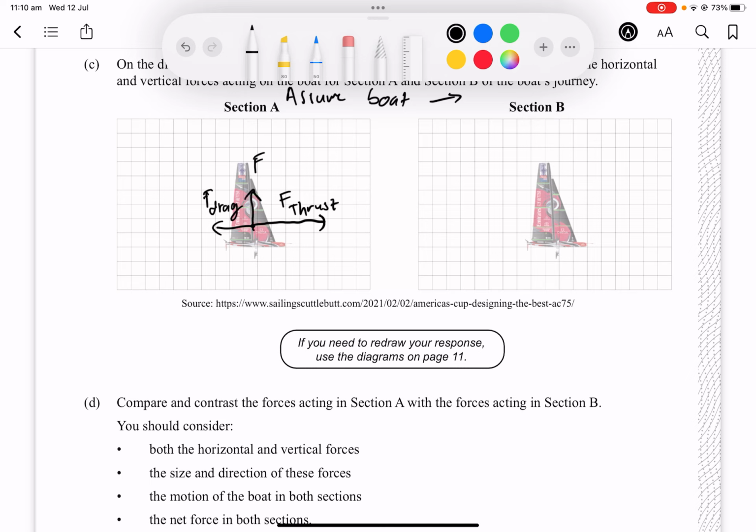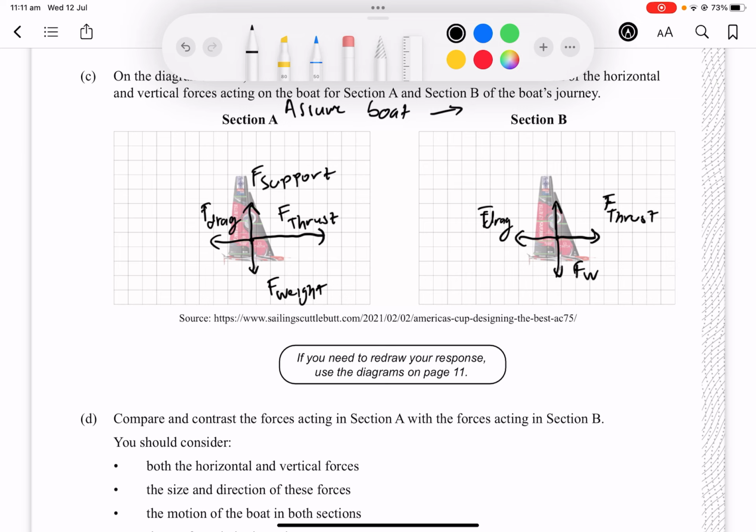For section B, the boat is traveling at a constant speed, so there's no acceleration in any direction, which means the boat is in equilibrium, so there are no net forces acting on the boat. In this case, the horizontal forces are completely balanced, and the vertical forces are also completely balanced. So we have an F thrust force, which is going forwards, and that's equal in size to the drag force, which is in the opposite direction. Similarly, the boat is not moving upwards or downwards, so we have the weight force acting down, which is equal to the support force acting upwards.